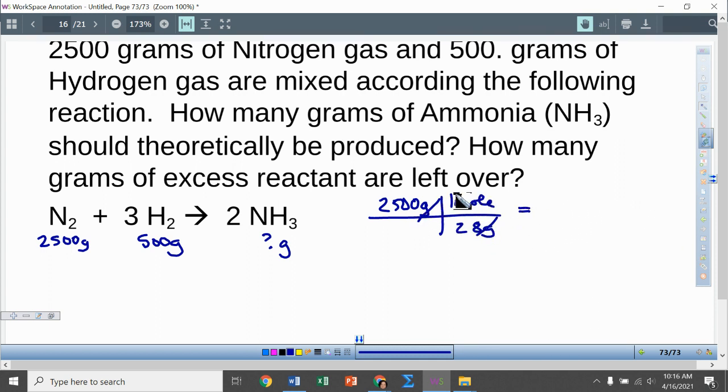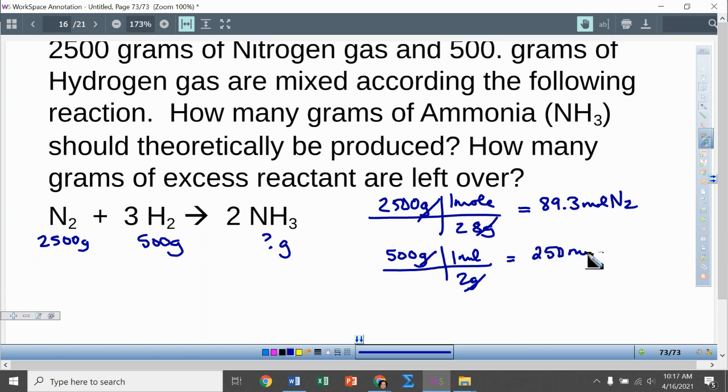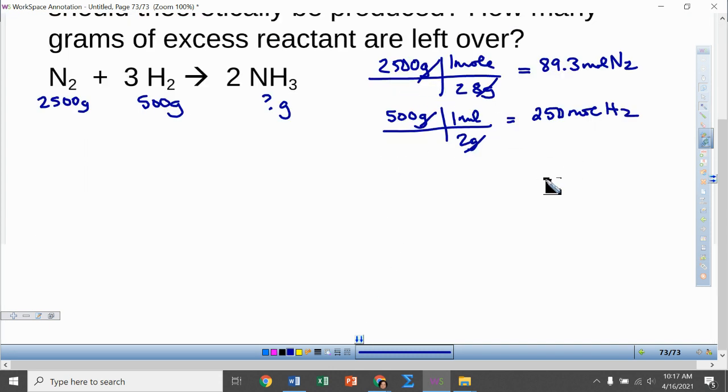Okay, so I'm going to take that 2,500 grams of nitrogen, and we'll get it to moles. So it looks like I have 89.3 moles of nitrogen. And again, if you keep 2 or 3 sig figs, you're good. And I have 500 grams of hydrogen, 2 grams per mole. All right, so I would go through here and just again get those to moles. All right, so I have 89.3 moles of nitrogen. I have 250 moles of hydrogen.